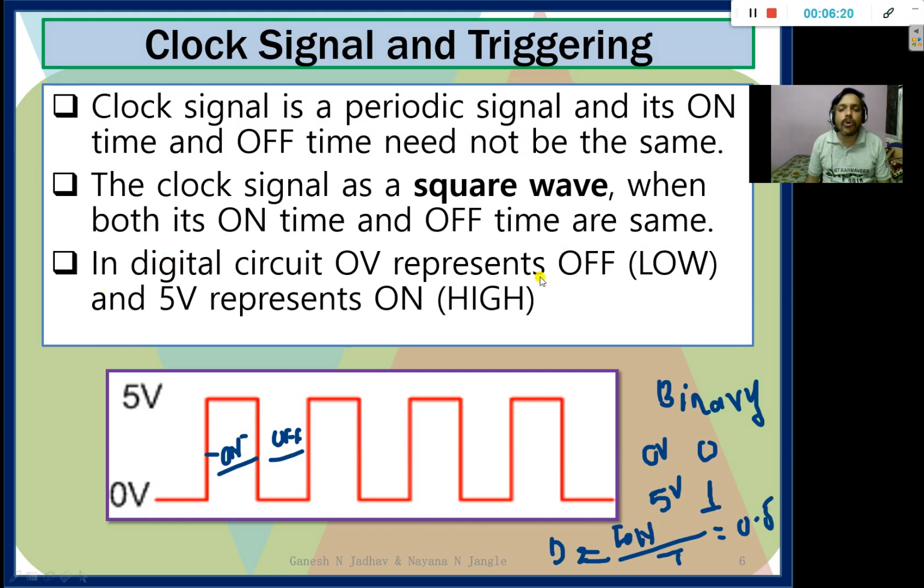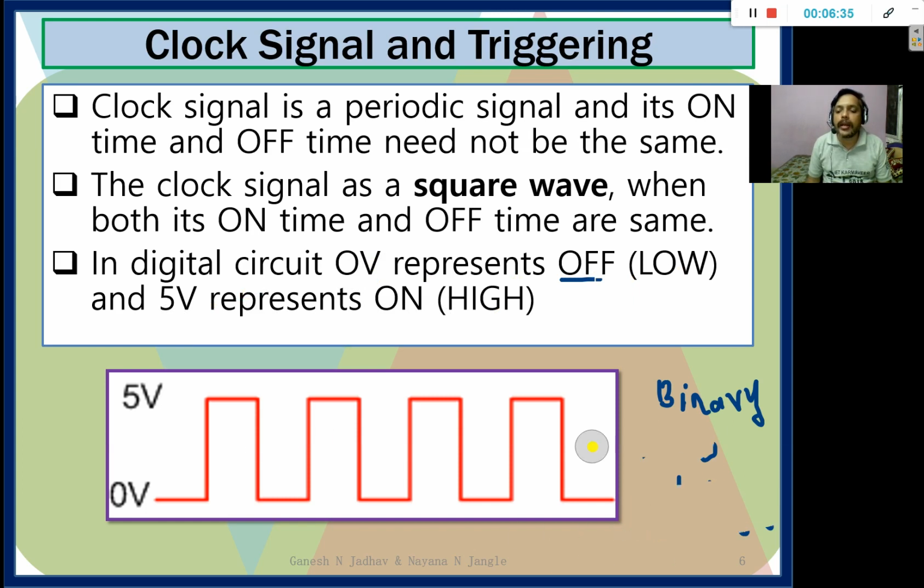In digital circuits, 0 volt represents, and this is a very important statement, the off state and 5 volt represents the on state or high state. Sometimes it is known as low and high. In digital circuits, the popular words are low and high. Instead of on and off, they use low and high in digital circuits.